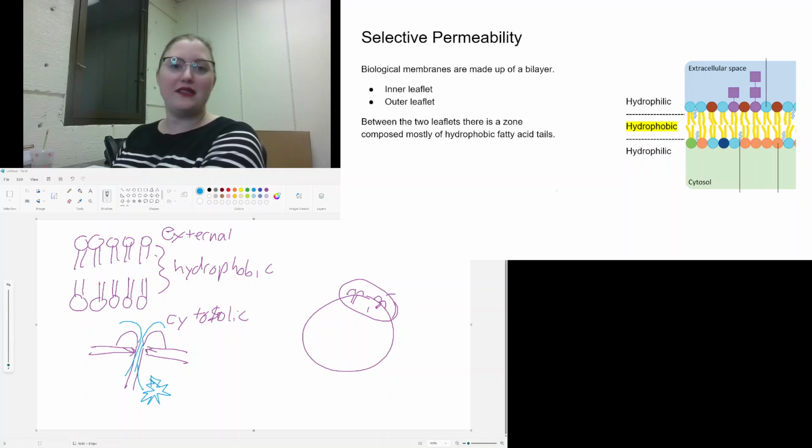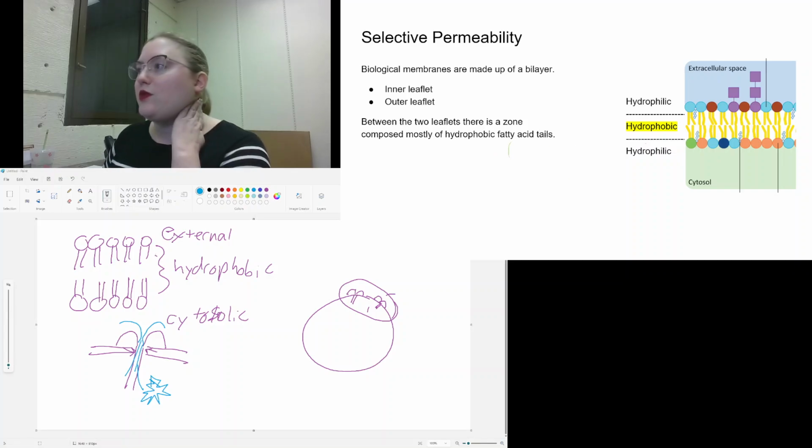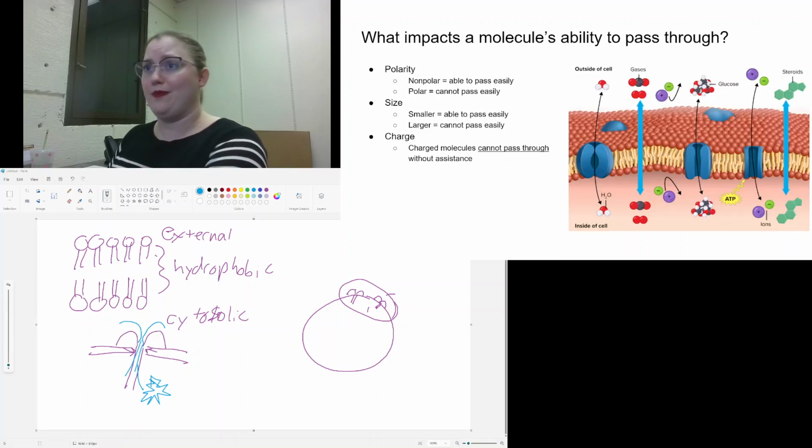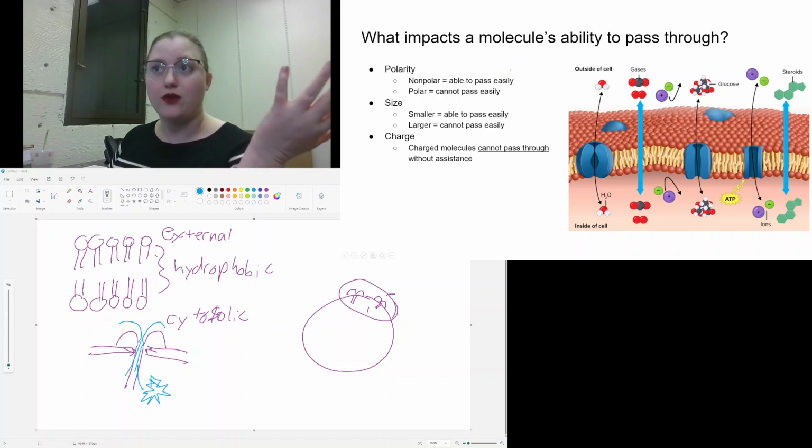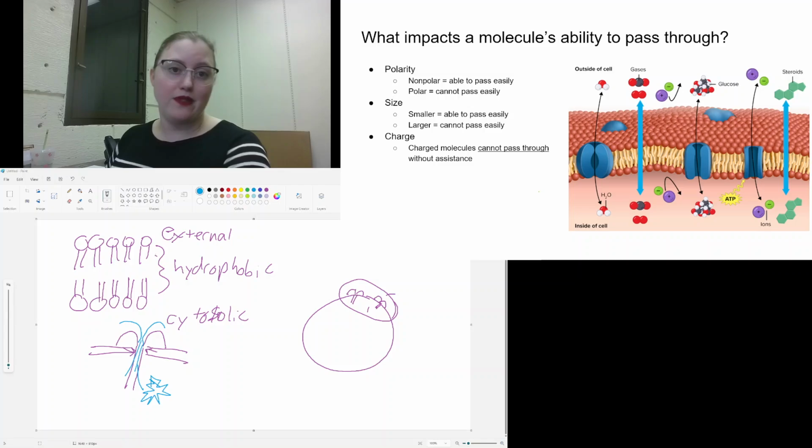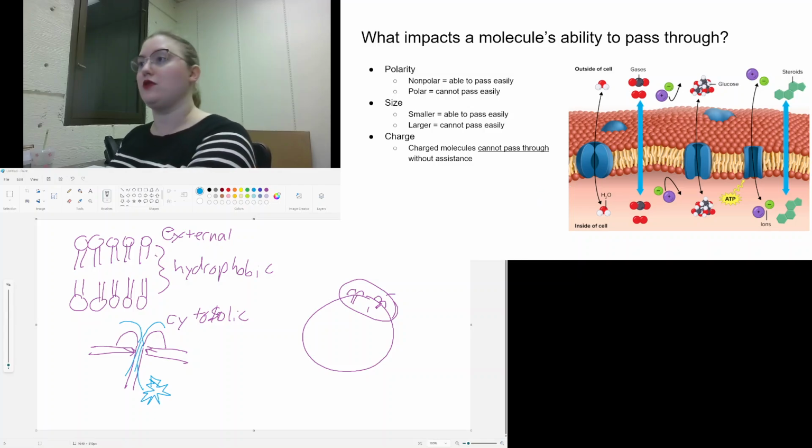Okay, and then our last thing is selective permeability. This is probably one you're pretty familiar with as well. We have our inner leaflet and our outer leaflet, and in between we have a hydrophobic zone. You have probably seen diagrams like this before. Polar molecules are not going to be able to get through that hydrophobic zone very easily. Non-polar molecules are going to be able to pass through. Smaller molecules are going to be able to pass through more easily than larger molecules. And charged molecules like ions will not be able to pass at all through that hydrophobic zone.